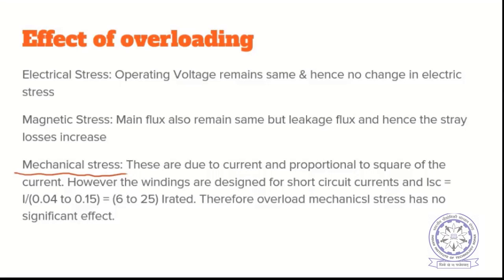So a little bit of increase due to I square from overloading does not cause a severe mechanical stress effect. Therefore, overload mechanical stress has no significant effect because the short circuit effect is even more. It is designed for that purpose. So this is not a significant effect in the transformer. Then let us see what else is there. What else will be there other than these stresses?